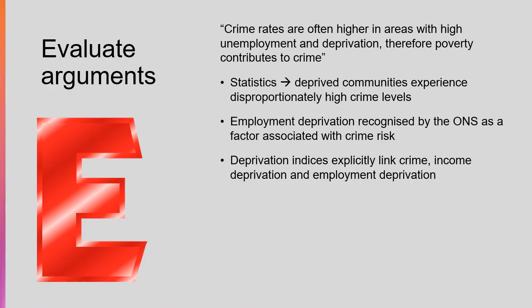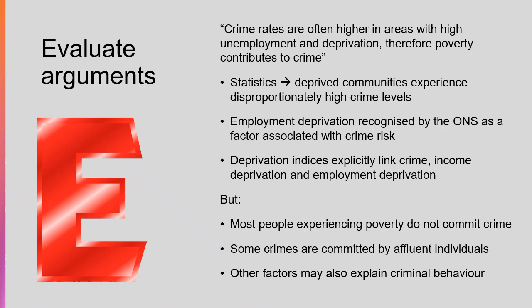On the other hand, a critical thinker might consider other evidence, such as that most people experiencing poverty do not commit crime, that some crimes such as corporate fraud and tax evasion are committed by affluent individuals, and that other factors including peer influence, education, family circumstances, and opportunity may also explain criminal behaviour. Recognising that evidence such as this shows that poverty is certainly not the only factor at play.